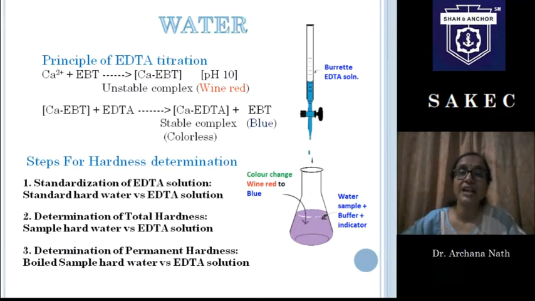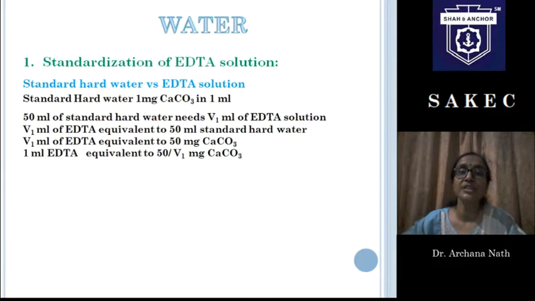Like if we start with 500 ml of sample water, definitely after boiling some amount of water will vaporize out, so volume goes down, and after filtering we have to make it 500 ml by adding distilled water, otherwise concentration changes, right? So the third step will be titration with this boiled sample water versus EDTA to find out the permanent hardness. So we will see the calculation.